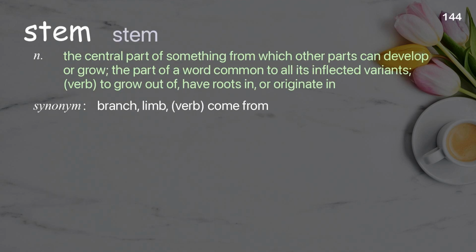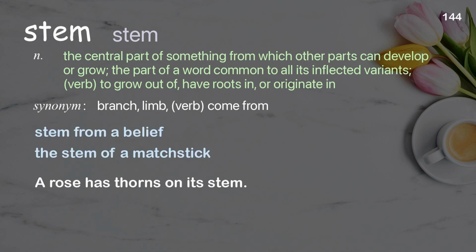Stem. The central part of something from which other parts can develop or grow; the part of a word common to all its inflected variants; verb, to grow out of, have roots in, or originate in. Examples. Stem from a belief. The stem of a matchstick. A rose has thorns on its stem.